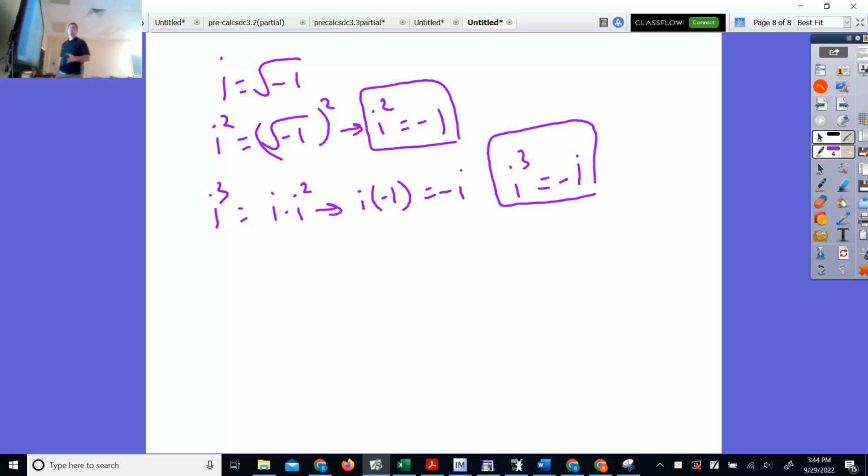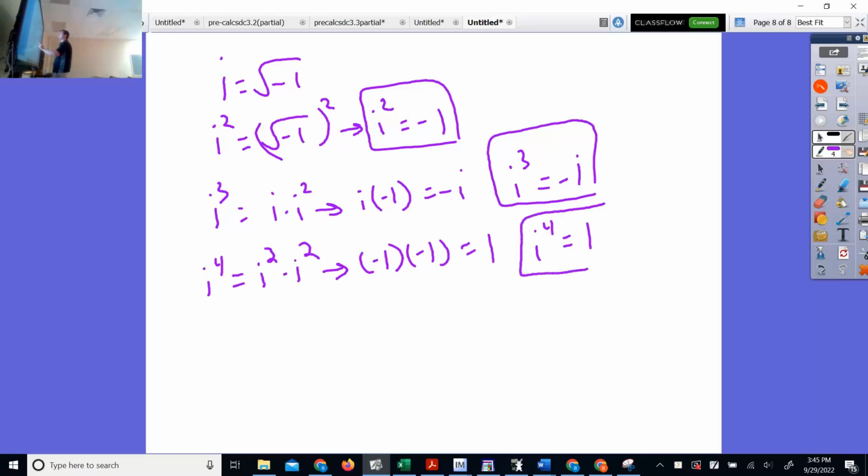So I cubed is negative I, something that you just stick in your head and keep in your head. I to the fourth is going to be thought of as I squared times I squared. Each one of those I squareds is worth negative 1. So negative 1 times negative 1 becomes 1. So here's the definition of I to the fourth. I to the fourth is now known as 1 forever and ever and ever. So those are the four things on your form quiz you're supposed to memorize.